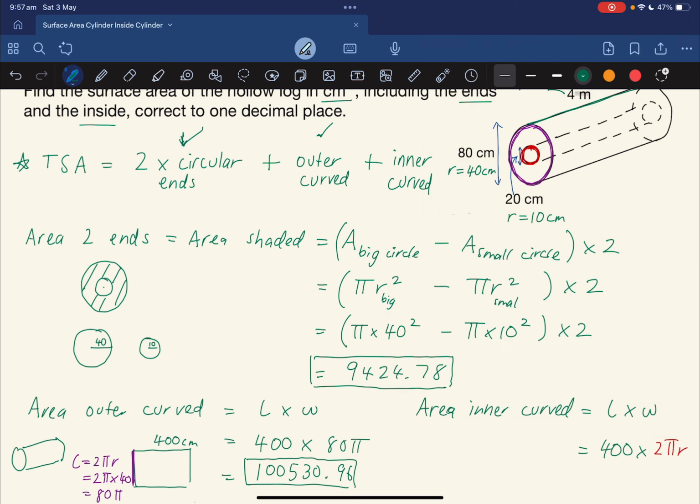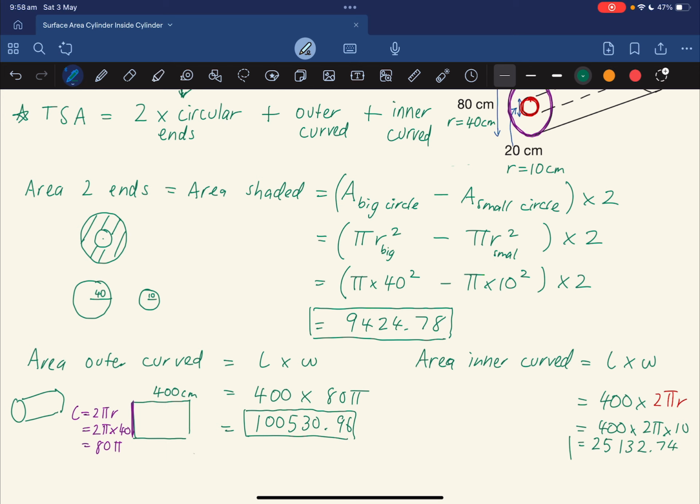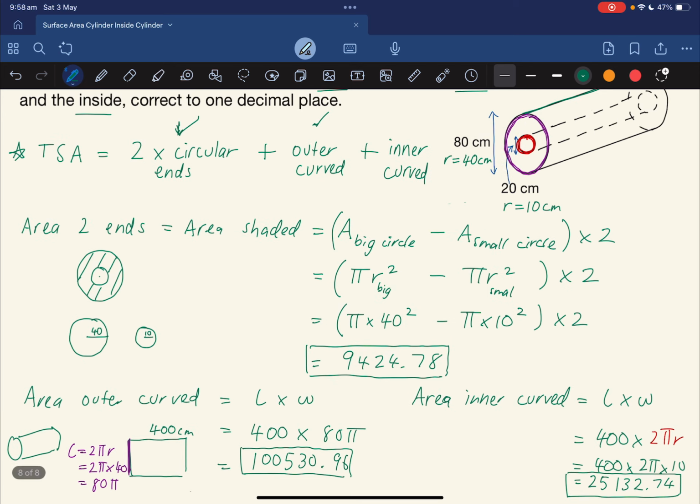2 pi r. Now, what's the radius of that inner circle? It is 10. Make sure you substitute that. So 400 times 2 is 800, times 10 is 8,000. So 8,000 pi, which is 25,132.74. Put a box around it. And then we have finally got all of our formulas.